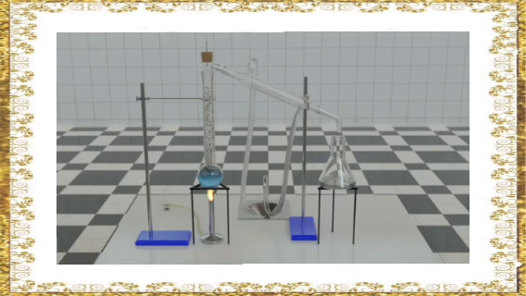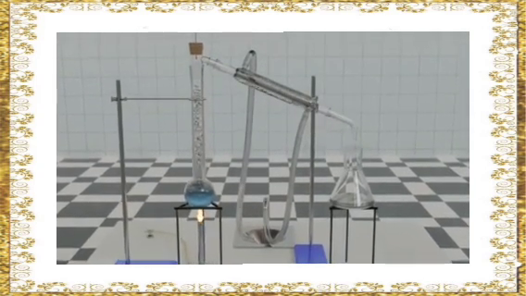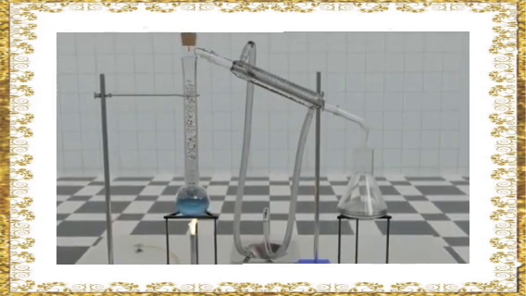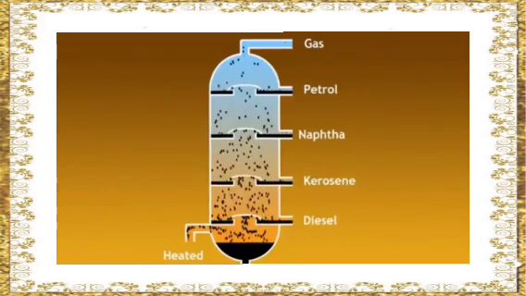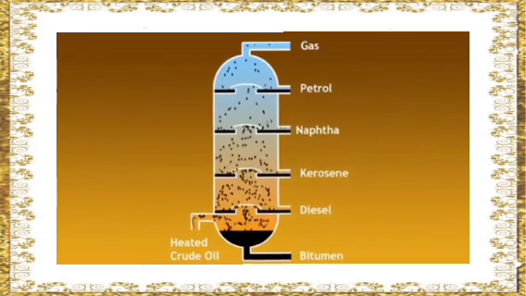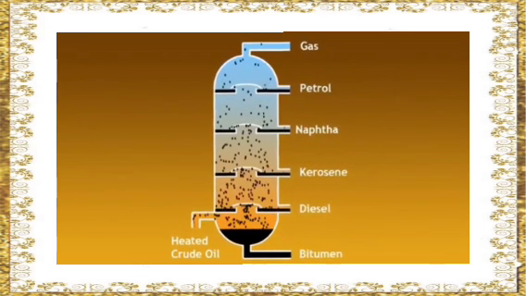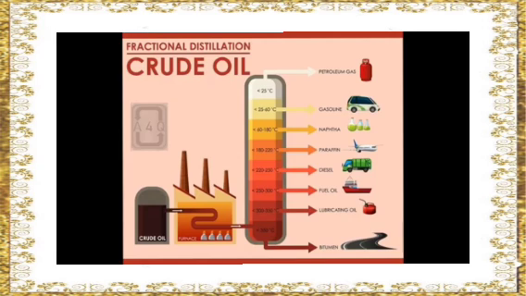Fractional distillation is a special type of distillation designed to separate a mixture of two or more liquids which tend to have different boiling points. During the fractional distillation of crude oil, heated crude oil enters a tall fractionating column, which is hot at the bottom and gets cooler towards the top. Vapors from the oil rise through the column. Vapors condense when they become cool enough. Liquids are let out of the column at different heights.